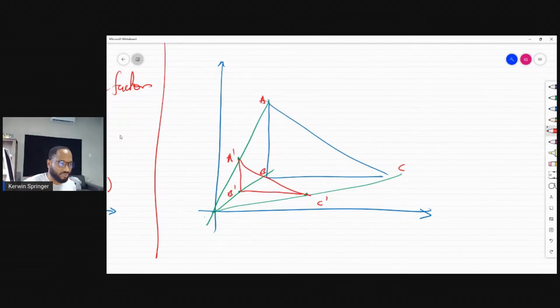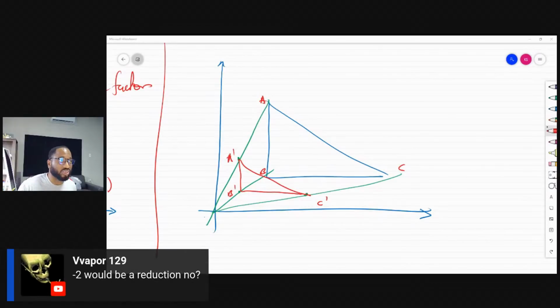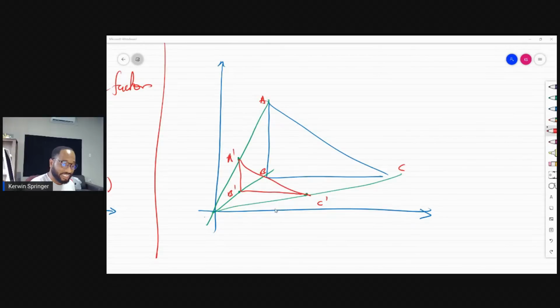Note that a scale factor like -2 would not be a reduction. This is a scale factor of a half. There's no negative here, you know.